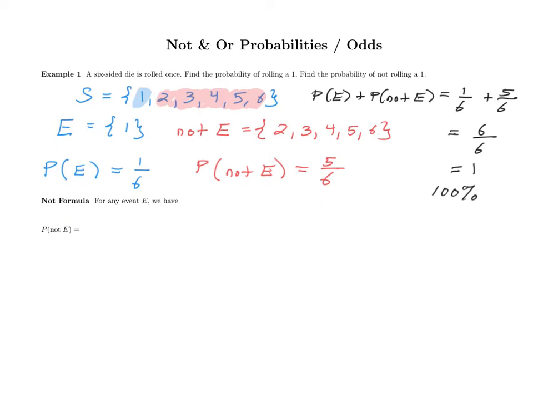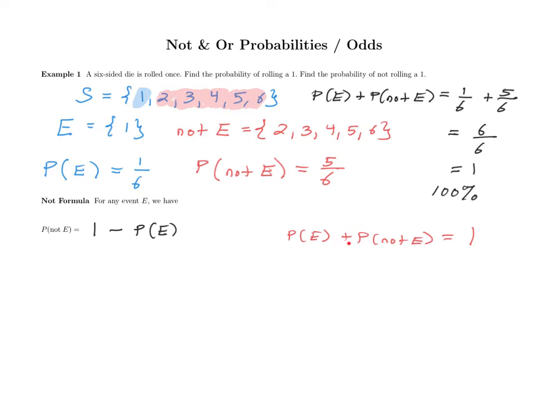And this takes us to a formula for dealing with "not" probabilities. For any event E, we have the following. The probability that not E happens is equivalent to saying 1 minus the probability that E happens. Why is this true? Let's just go back to this really quick. If you sum these two things together, no matter what the event is, it has to equal 1. So from that connection, we saw that the probability of E plus the probability of not E always equals 1. You're saying that accounts for 100% of what can happen.